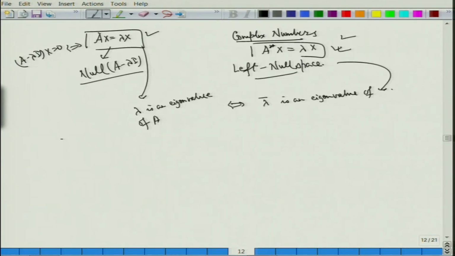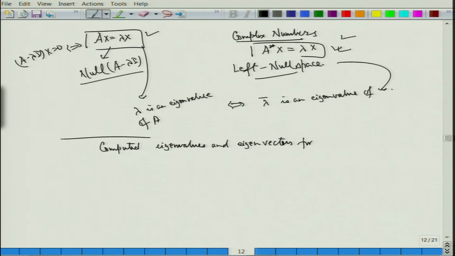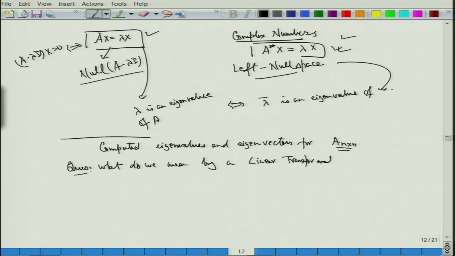All right. So we have looked at some examples here. One thing we need to talk of: we have computed eigenvalues and eigenvectors for n cross n matrices. What do I mean by saying that a linear transformation has an eigenvector? So, question: what do we mean by a linear transformation T from Rn to Rn has an eigenvector?